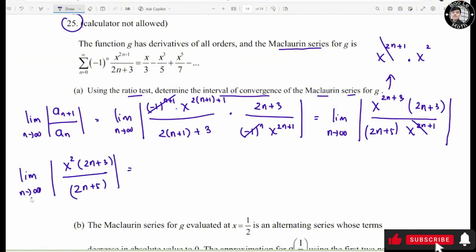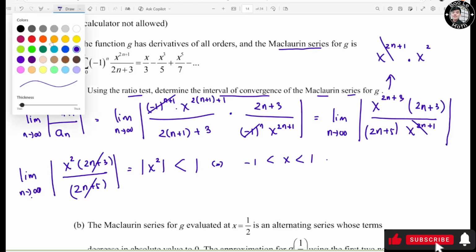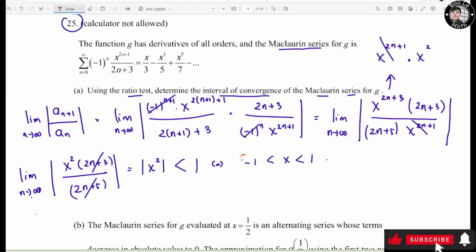When n approaches infinity, this fraction approaches 1, so we only have s squared left. In order for this to be convergent, it must be less than 1 by the ratio test. So it turns out to be negative 1 less than s less than 1. You're not going to stop right here. Be careful. You need to check the endpoints, so you need to check s equals negative 1 and s equals 1.